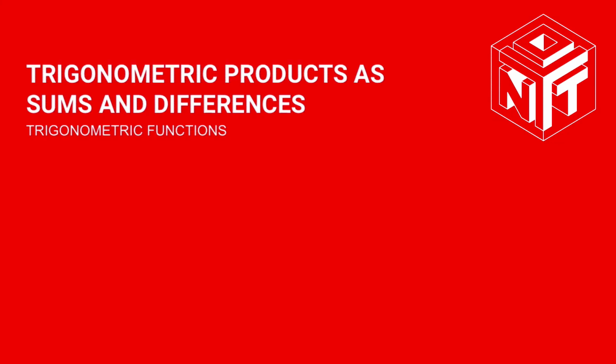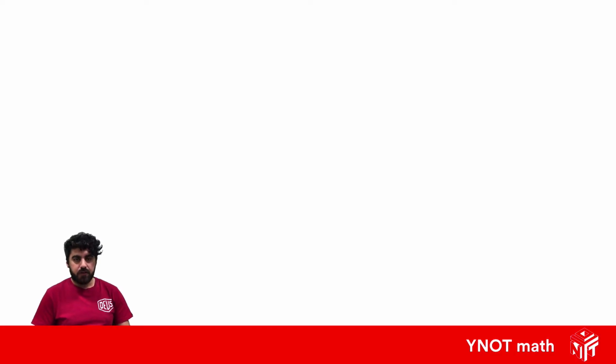Trigonometric products as sums and differences. So here we're going to look at taking our compound angle results and changing them around a little bit so we can express products of sines and cosines in terms of sums of sines and cosines, or the other way around, expressing sums and differences as products. So in order to do this, we're going to need to write out our compound angle results.